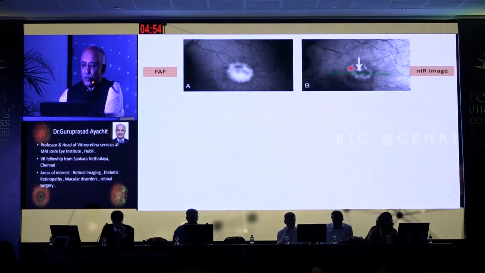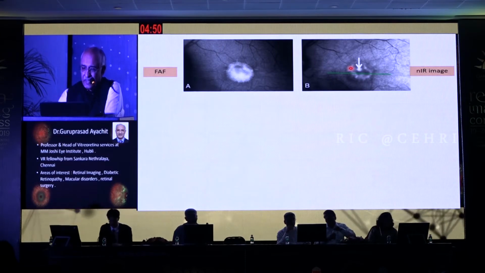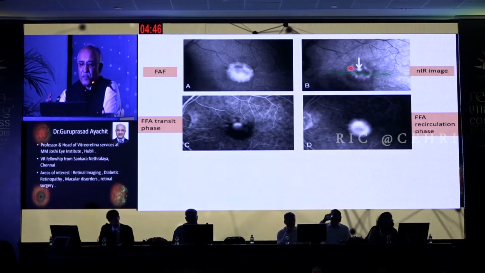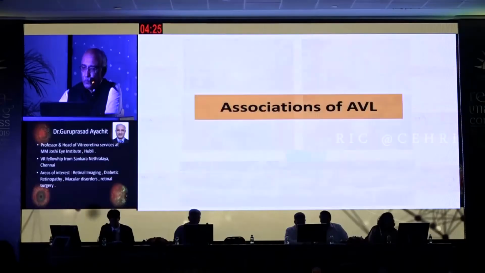So what are the typical features on multimodal imaging in AVL? FAF shows hyperautofluorescence. Near infrared image will show increased reflectance. In the FFA, in the transit phase, there will be a block fluorescence corresponding to the AVL, and in the recirculation phase, there will be hyperfluorescence due to staining. And on OCT, you will see the typical subretinal deposit in the subretinal location with bumps involving the RPE band and partial disruption of the EZ depending on the chronicity.